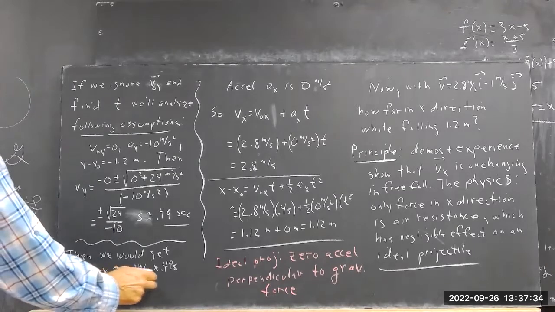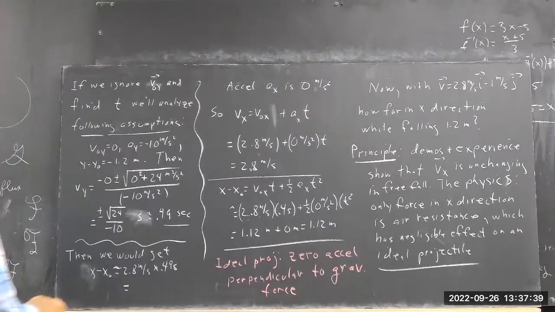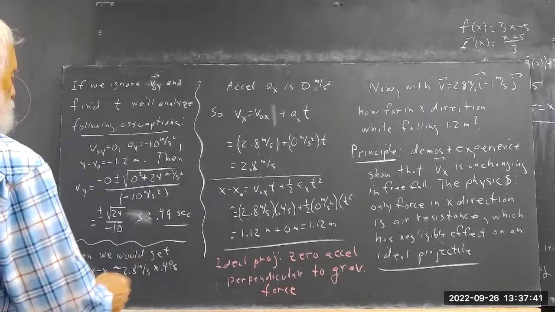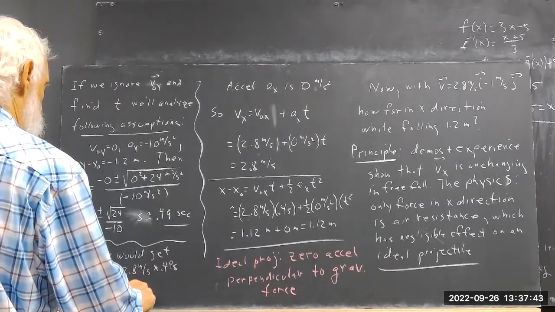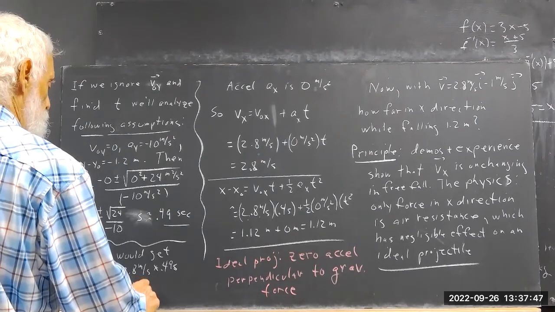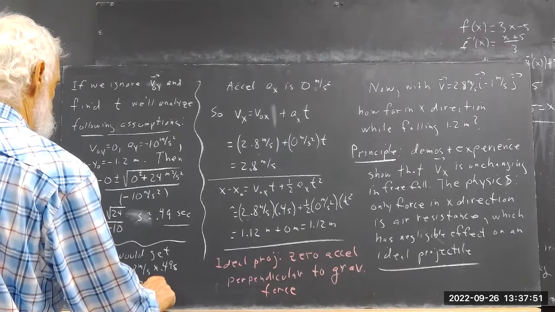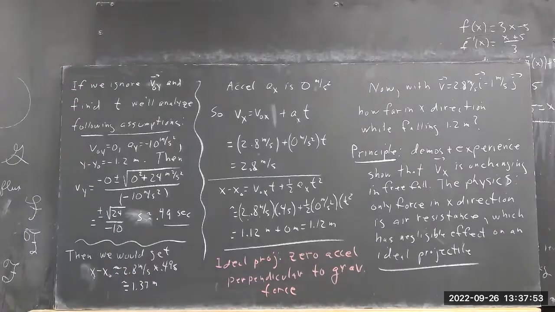And then we get x minus x naught is 2.8 meters per second times 0.49 seconds. Well, multiplying that out, we get a little less than 1.4, 1.37 meters roughly.